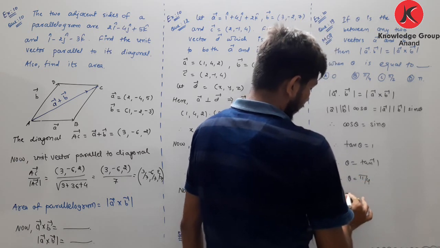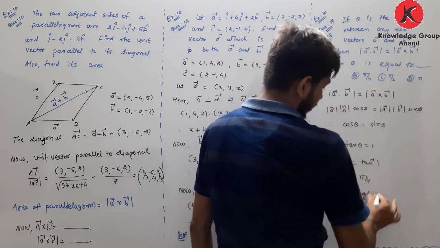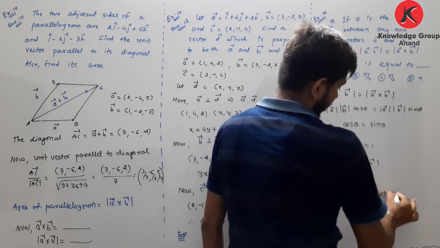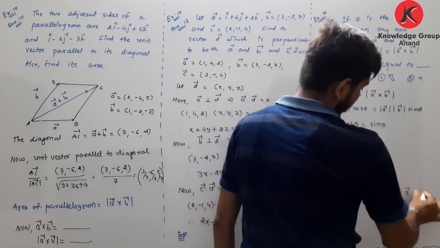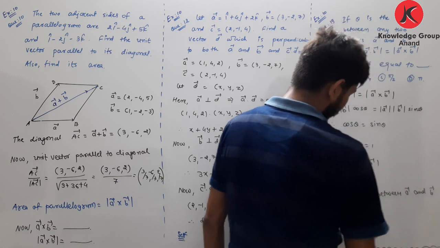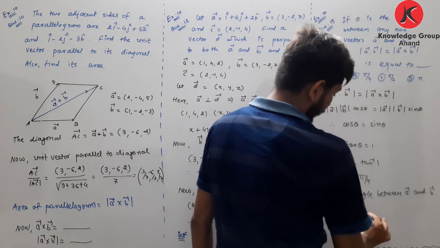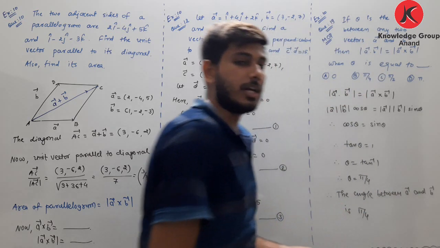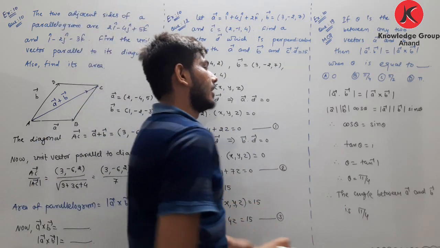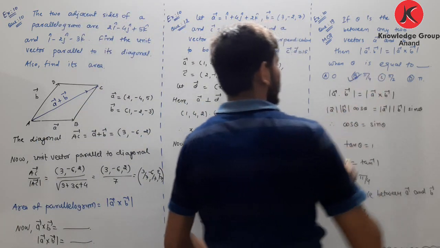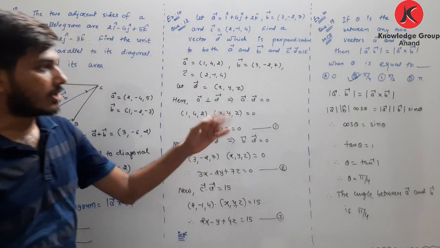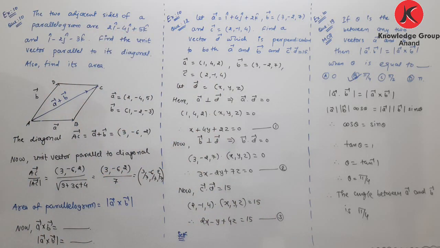Therefore the angle between vector A and vector B is pi by 4. If the angle between them is pi by 4, then this relation is true, otherwise it is not true. Therefore our right option is option B, pi by 4.